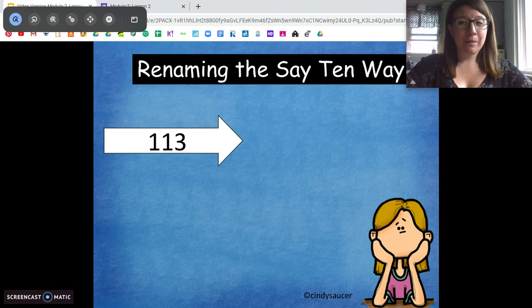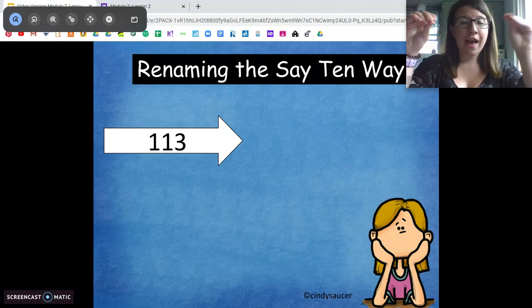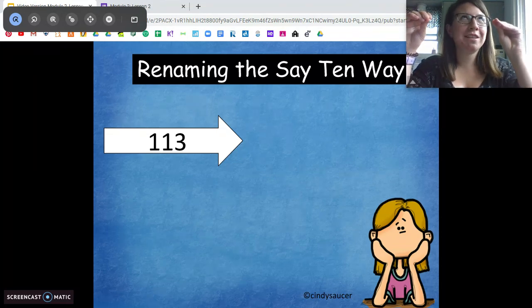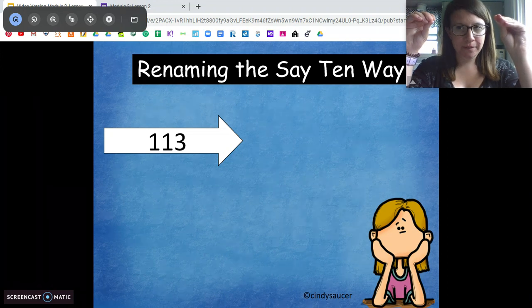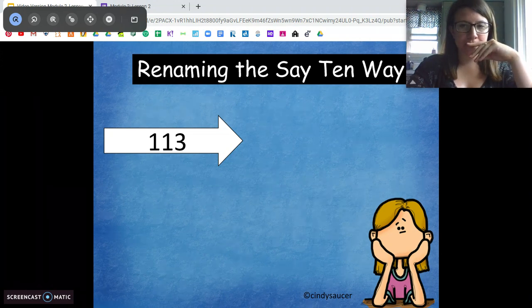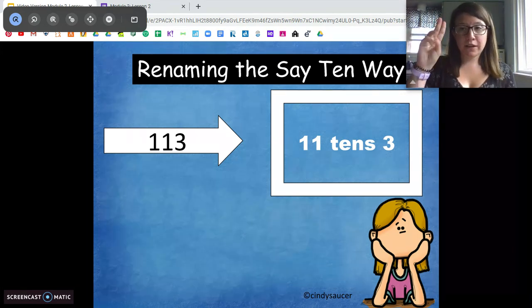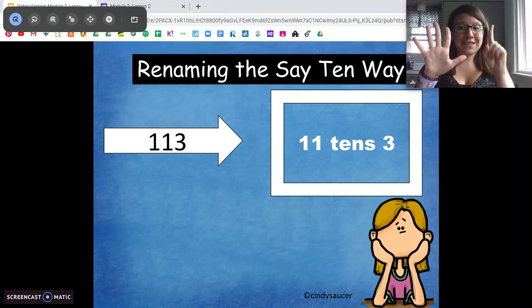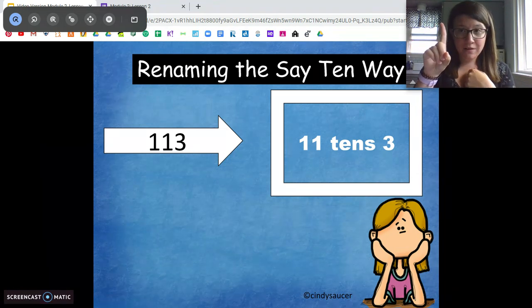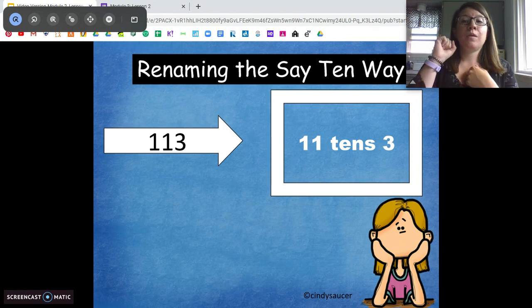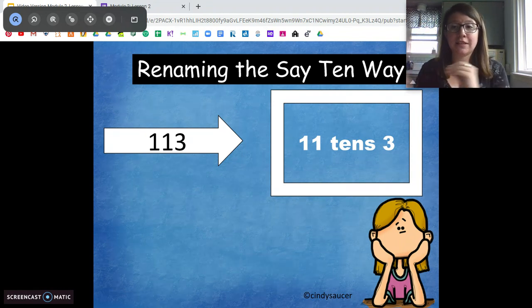113. Think about how many tens and how many ones. Remember, there's 10 tens in 100. How many tens are in 113? 11 tens. I'll show you why. So we have 10, 20, 30, 40, 50, 60, 70, 80, 90, 100, 110. That's 11 tens. Then 111, 112, 113. So it's 11 tens, 3.